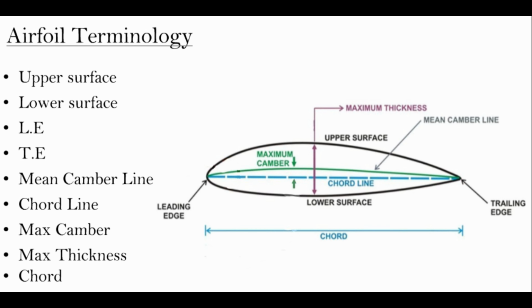Max camber is the maximum distance between the mean camber line and the chord line, and it should always be measured perpendicular to the chord line. The next one is maximum thickness. By name itself, it is the maximum thickness of the airfoil. The last one is the chord. It is the distance between the leading edge and the trailing edge of the airfoil.